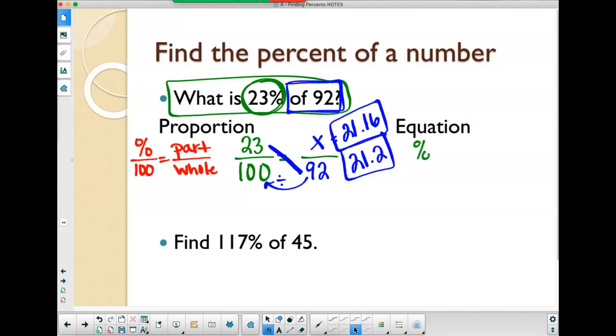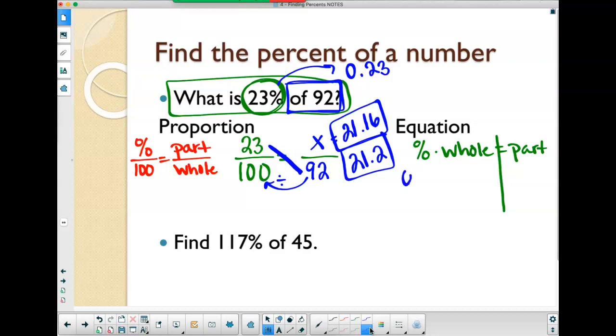Okay. If I was going to use the equation, it is percent times whole equals part. Okay, I can do this, but when I put the percent here, I cannot put the number 23. Because if you're using the equation, the percent has to be written as a decimal. So what would I put in there? How do I write 23% as a decimal? Anybody remember? 23% as a decimal is 0.23.